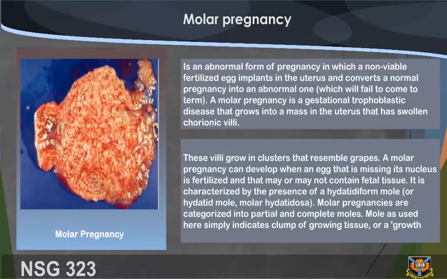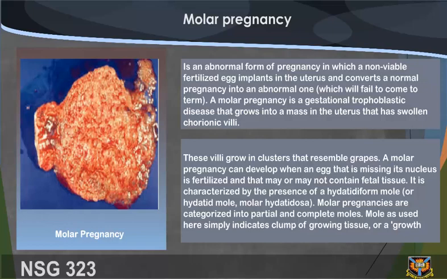Molar pregnancy. Molar pregnancy is an abnormal form of pregnancy in which a non-viable fertilized egg implants in the uterus and converts a normal pregnancy into an abnormal one, which will fail to come to term. A molar pregnancy is a gestational trophoblastic disease that grows into a mass in the uterus that has swollen chorionic villi. These villi grow in clusters that resemble grapes.